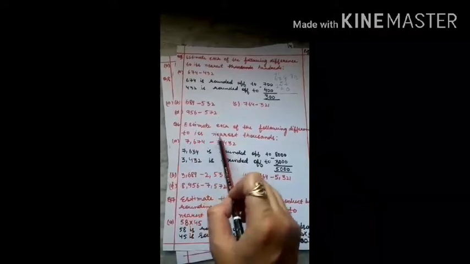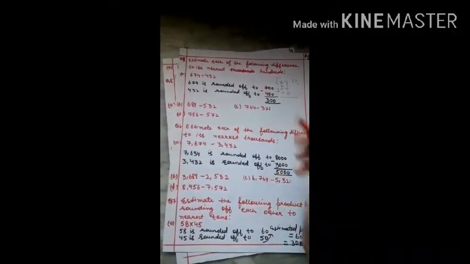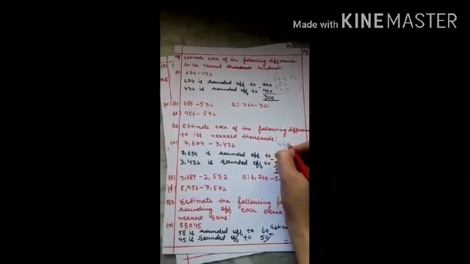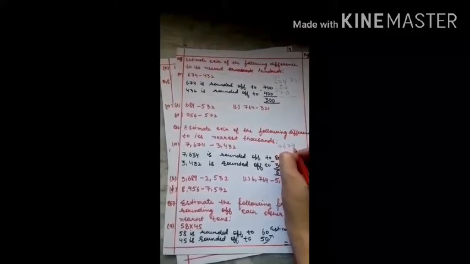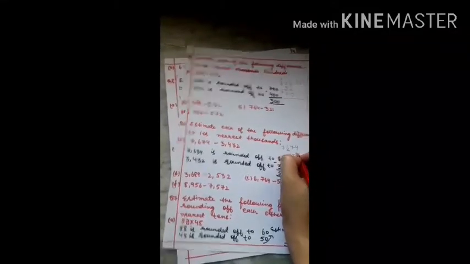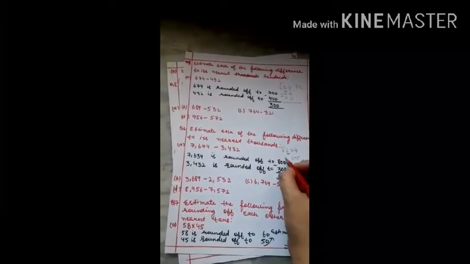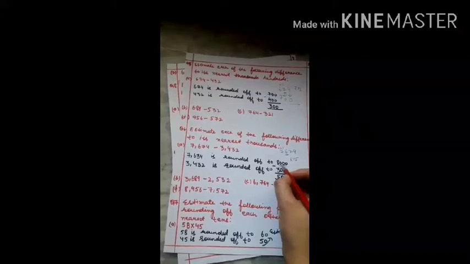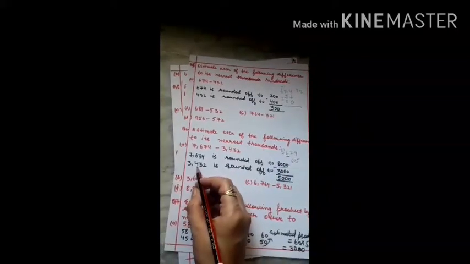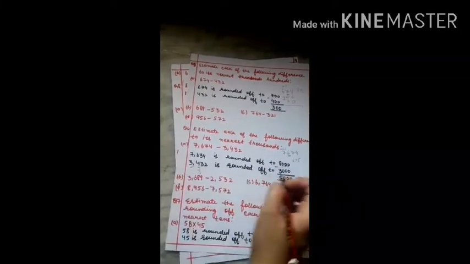Question number 6 is estimate each of the following difference to its nearest thousand. Here you look into the digit at the 100 place. It is 7, 6, 7, 4. The digit at the 100 place is 6. 6 is greater than 5. So you will add plus 1 at the digit at the 1000 place. It will be rounded off to 8000. Same procedure you will follow here, because 4 is less than 5, so no change will be there. You will write 0 here. No change will be done at the digit at the 1000 place.